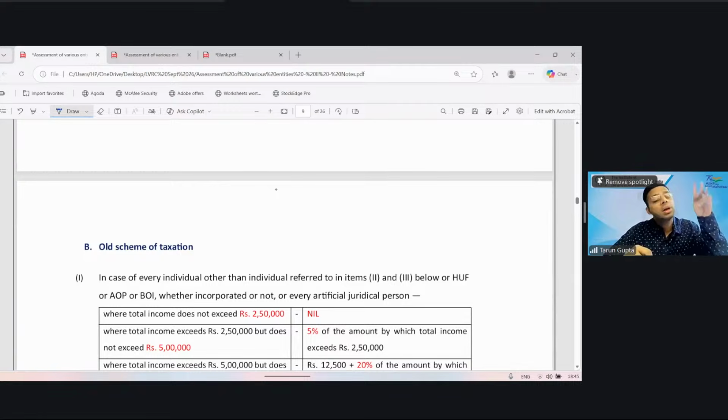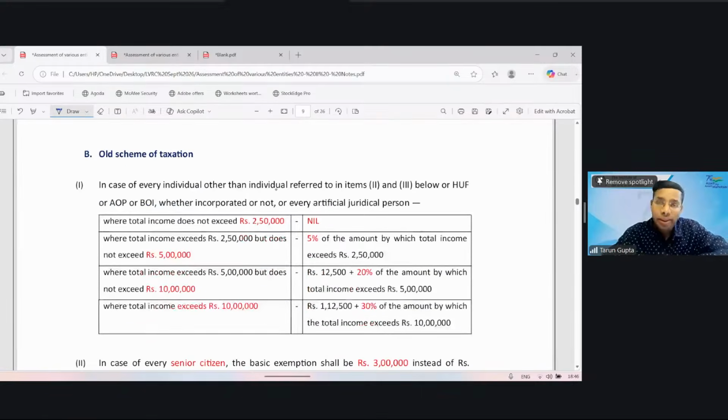Then we come to the surcharge. No surcharge if total income is up to 50 lakh. If total income exceeds 50 lakh but is up to 1 crore, 10%. More than 1 crore, up to 2 crore, 15%. Beyond 2 crore, 25%. But the maximum surcharge rate on dividend income, long-term capital gain, and short-term capital gain under section 111A cannot exceed 15%. Not only this, if the other income, excluding these incomes, is less than 2 crore, then the surcharge on such other income should also be restricted to 15%. Okay. So this completes our new tax regime.